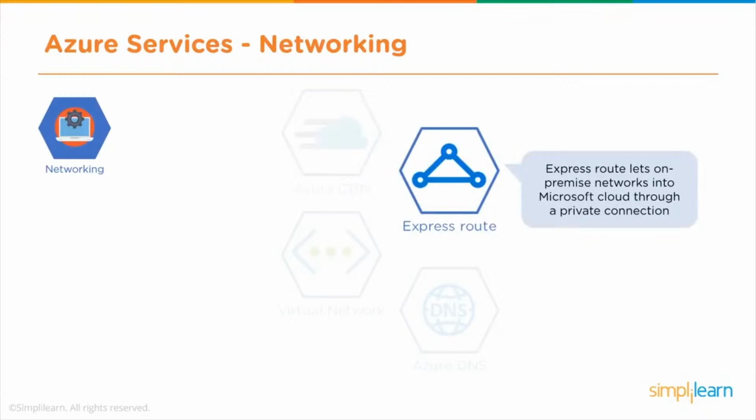Next up, we have ExpressRoute. Now, with this, you can actually connect your on-premise network onto the Microsoft Cloud or any of the services that you want through a private connection. So the only communication that happens is between your on-premise network and the service that you want.